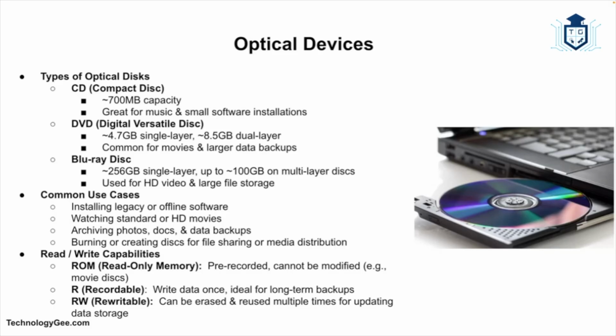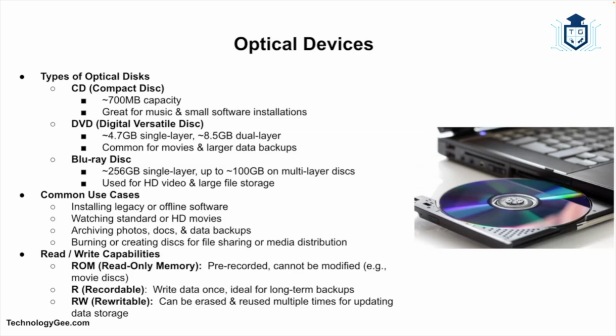You've got CDs, or compact discs, and they can store up to 700 megabytes of data. You've got what is called a DVD, which stands for digital versatile disc, and this can support up to 4.7 gigabytes of data on a single layer. You've got the infamous Blu-ray disc, and this can support upwards of 25 gigabytes of data on a single layer, and obviously it can support more with dual and triple layers.